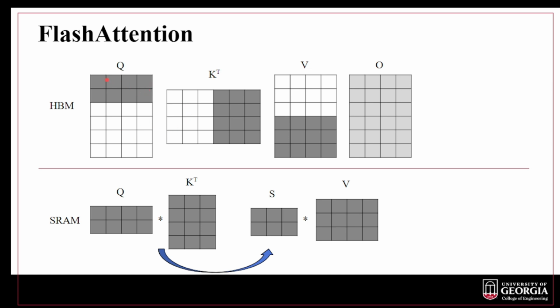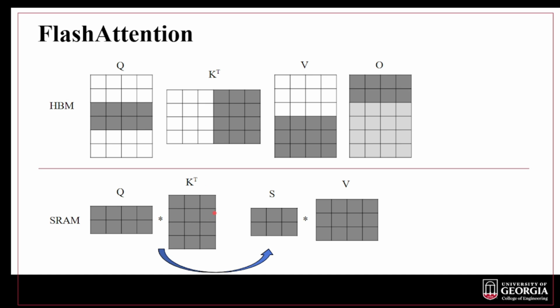Next, we load the last three columns of K transpose, the last three rows of V, and the first two rows of Q for computation. At this stage, the computed O represents a weighted sum over the last three rows of V. Then, we retrieve the previously stored intermediate results of O from HBM, which were computed as a weighted sum over the first three rows of V. We then add them together, obtaining the first two rows of the final result of O, like this.